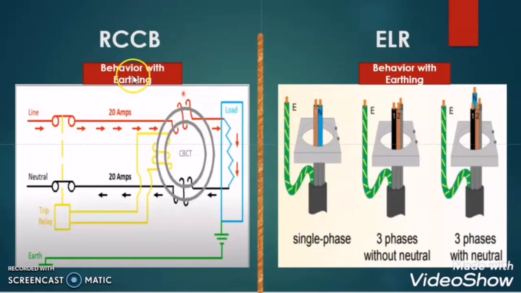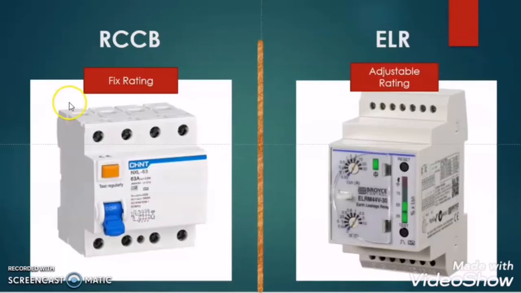Now let us move to the other difference between the RCCB and ELR: the RCCB has a fixed rating but the ELR has an adjustable rating. What does it mean?